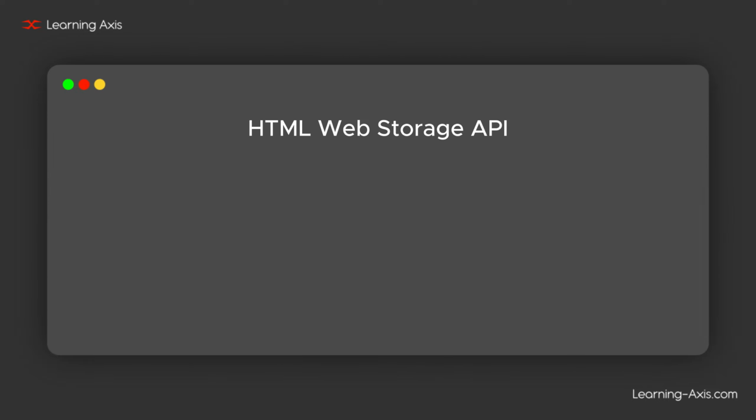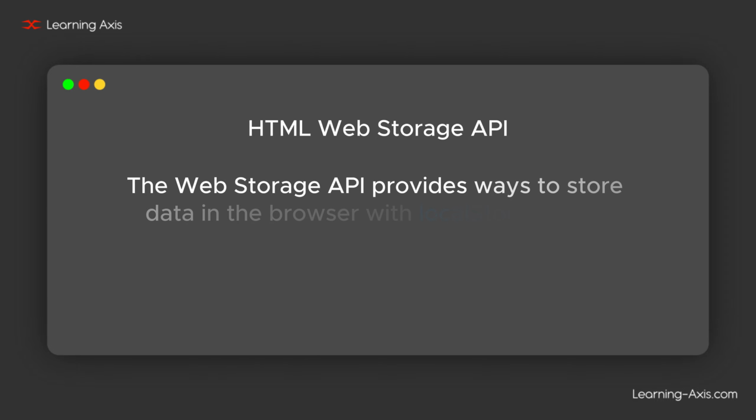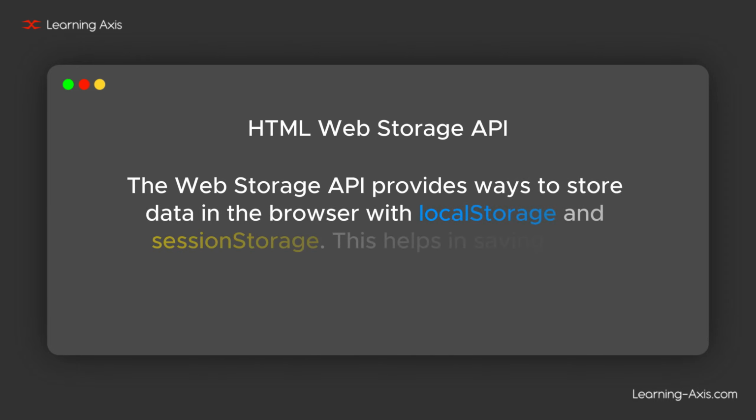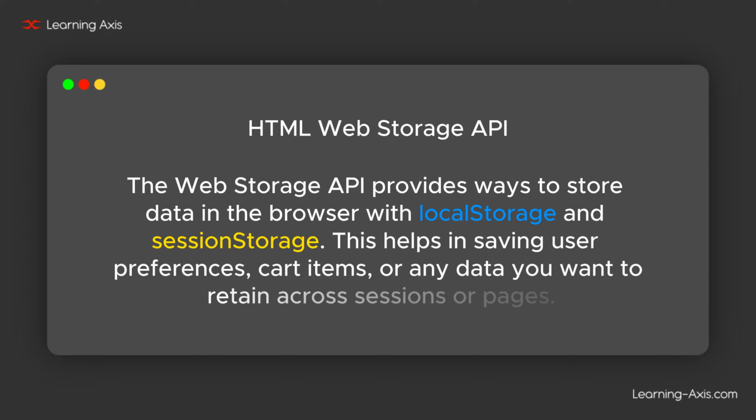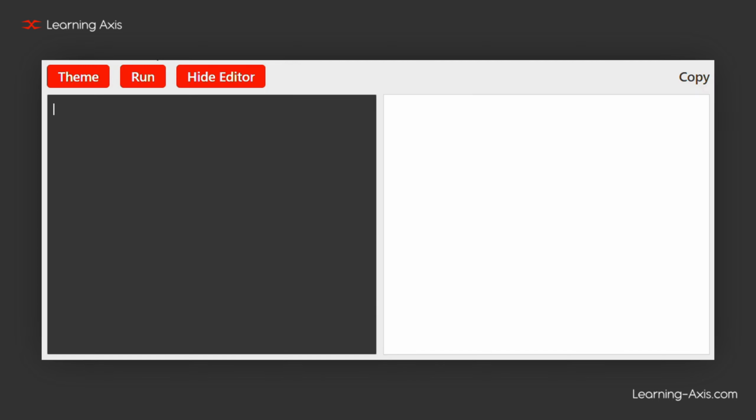Now, let's see the HTML Web Storage API. The Web Storage API provides ways to store data in the browser with local storage and session storage. This helps in saving user preferences, cart items, or any data you want to retain across sessions or pages. Here's a simple example using local storage.